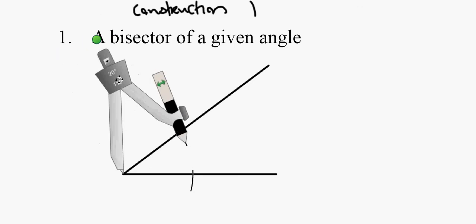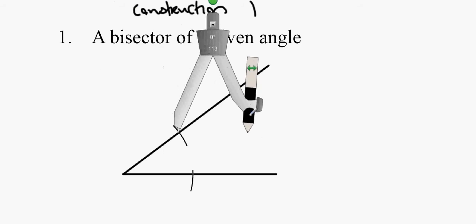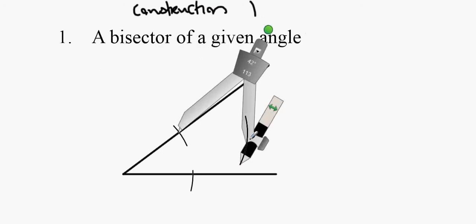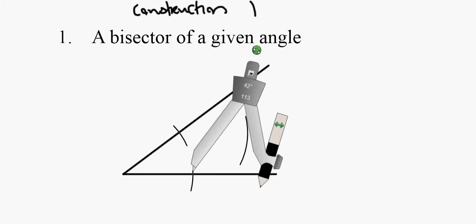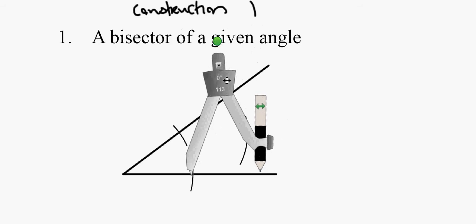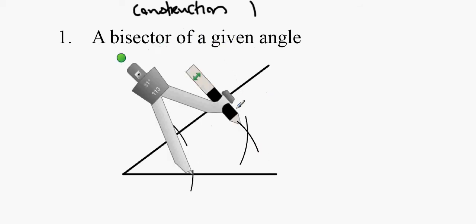And then you're going to bring it up to where you just made your arcs, keeping it the same length. And then you're going to make 2 new arcs, 3. And you're going to bring it down. And this one's going to be your 4th arc here. So 1, 2, 3, 4. And then you just have to make a cross here, okay?